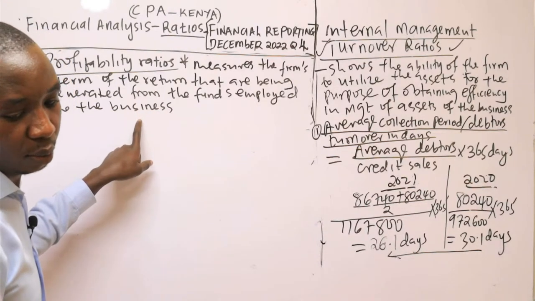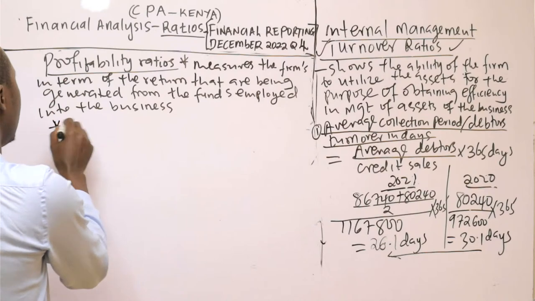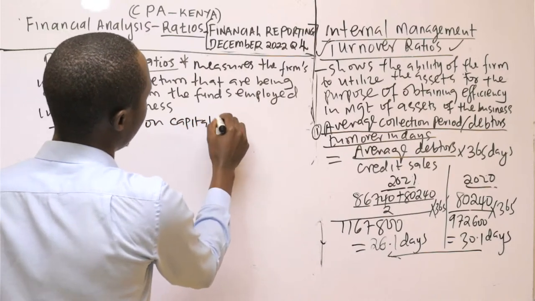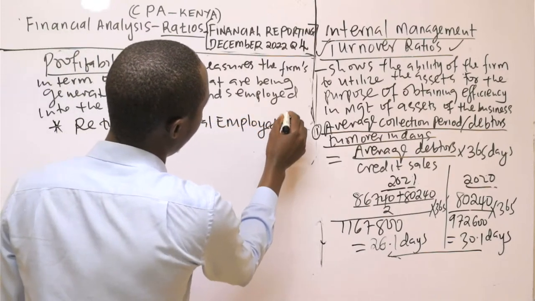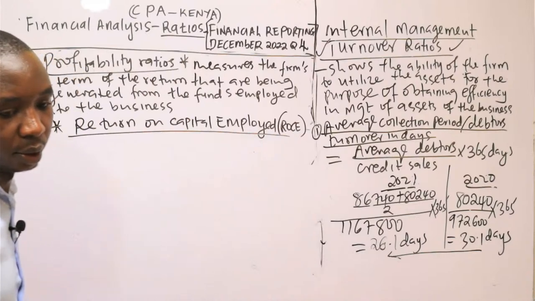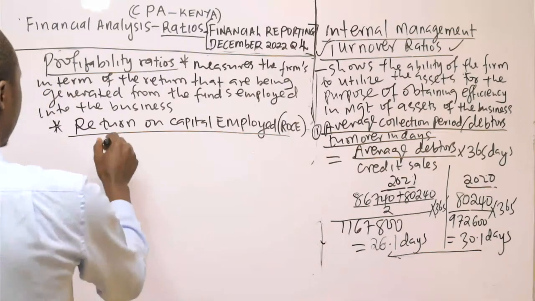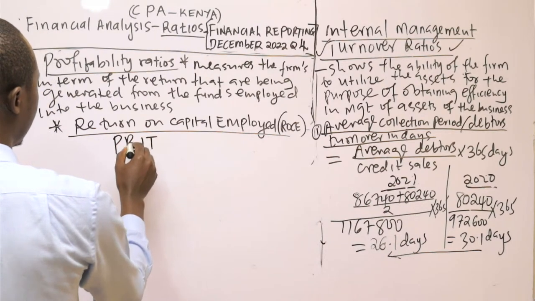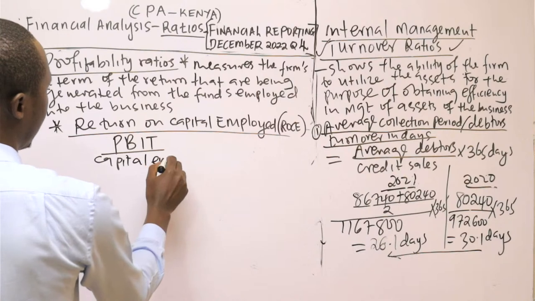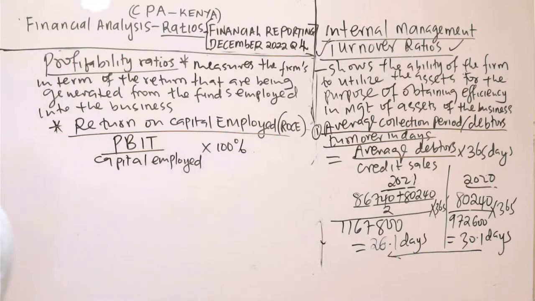So under this, I will be able to look at one ratio, the return on capital employed. We call it ROCE, return on capital employed. How do you get the return on capital employed? You take your net profit before interest and tax. You divide with what? Capital employed, times 100%.